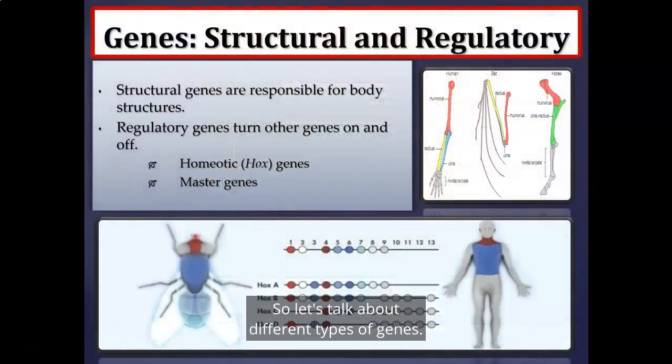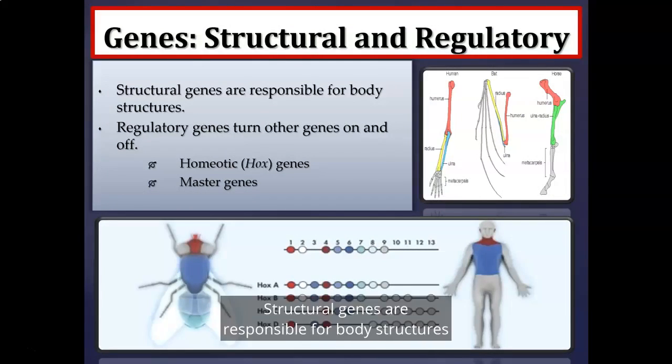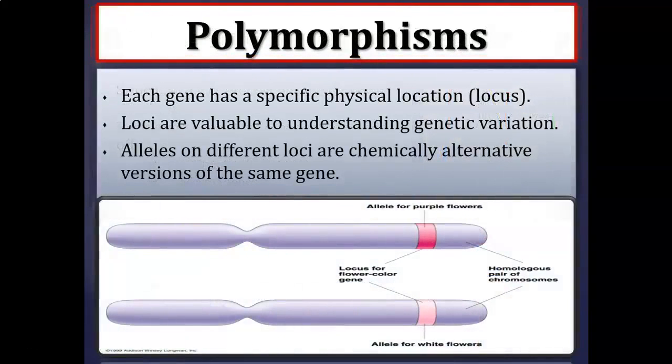All right, so let's talk about different types of genes. We will get into this in more detail when we work with Punnett squares and also the Hardy-Weinberg equation. So just like there's types of proteins, there's also types of genes. Structural genes are responsible for body structures, and regulatory genes turn other genes on and off. So that's essentially how our body knows how to create various structures. So homeotic or Hox genes, those turn various things on and off, and master genes do the same.